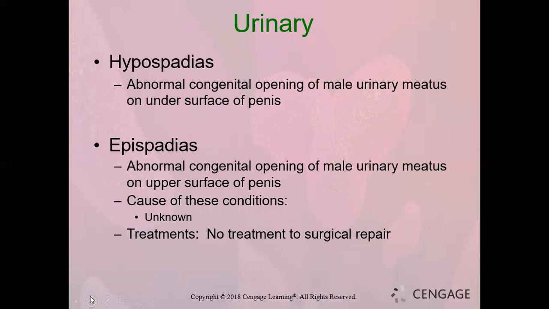Hypospadias is an abnormal congenital opening of the male urinary meatus on the under surface of the penis. So essentially the opening for both of these is not where it should be. So sometimes, most of the time I think, they repair it surgically.